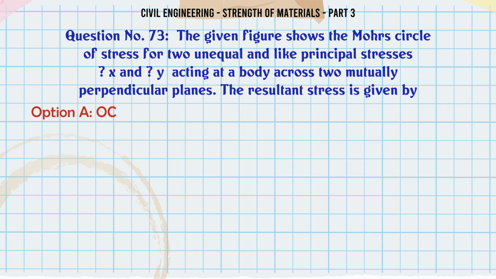The given figure shows the Mohr's circle of stress for two unequal and like principal stresses X and Y acting at a body across two mutually perpendicular planes. The resultant stress is given by A. OC, B. OP, C. OQ, D. PQ. The correct answer is OP.